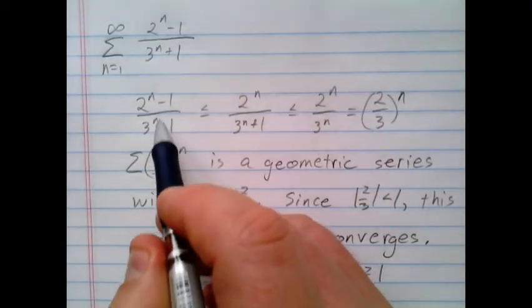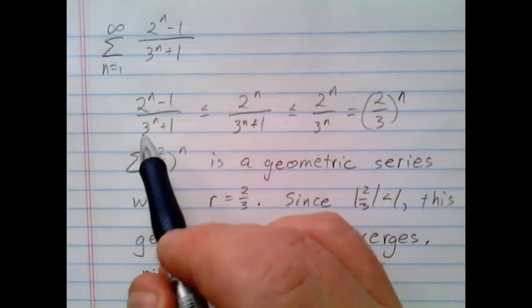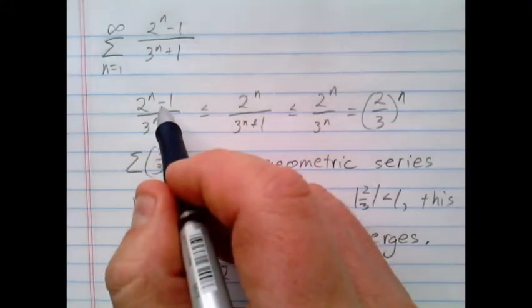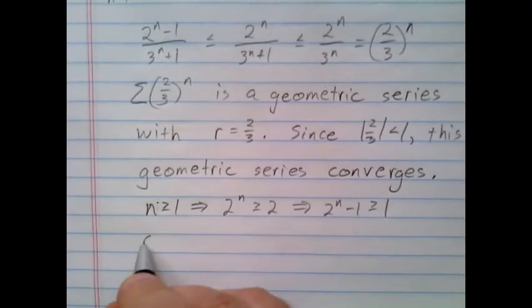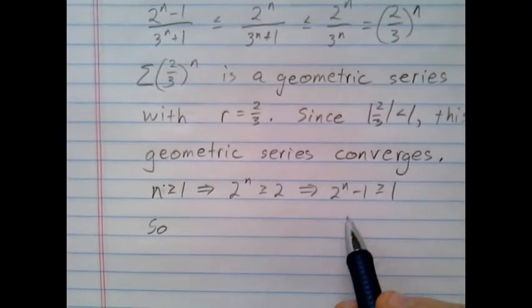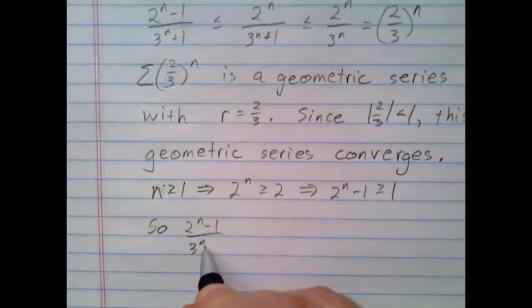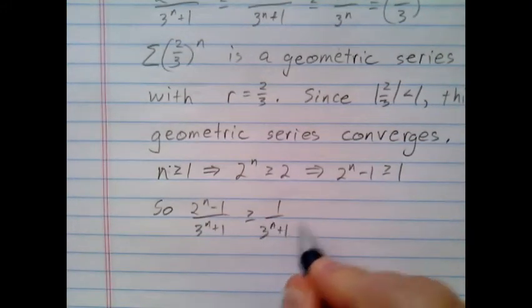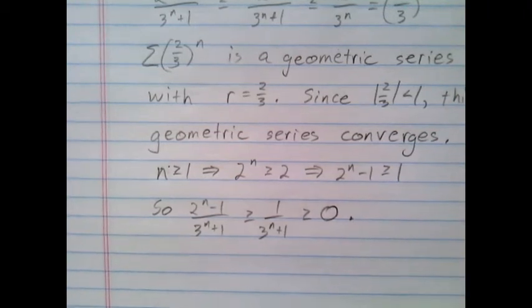If I hadn't had any subtractions, I could have pretty much just said, because there are no negative signs, it's obviously positive, and I wouldn't really need to make an argument. But because there's a subtraction, I need to check and make sure. Since the numerator is greater than 1, I can say 2 to the n minus 1 over 3 to the n plus 1 is greater than or equal to 1 over 3 to the n plus 1. And that part is clearly greater than 0 because there are no negatives anywhere in there. So that takes care of the other condition.